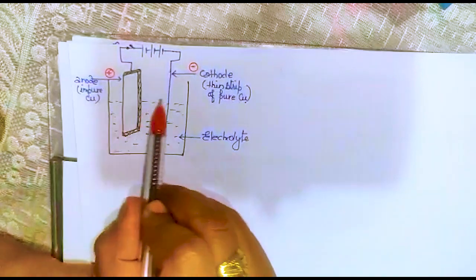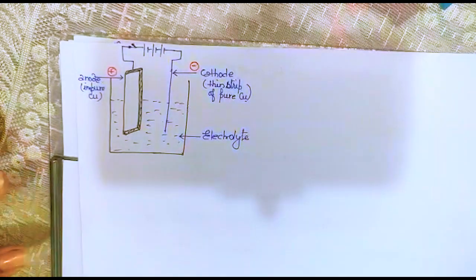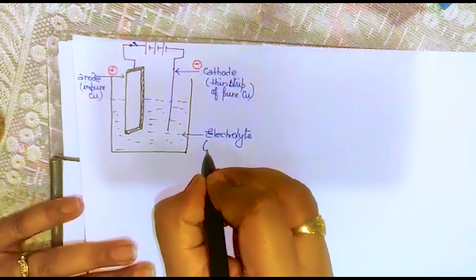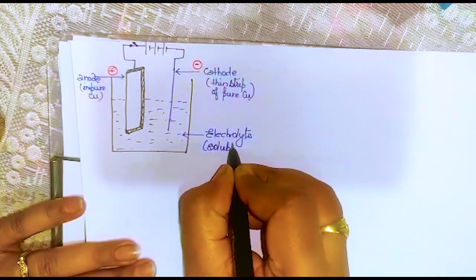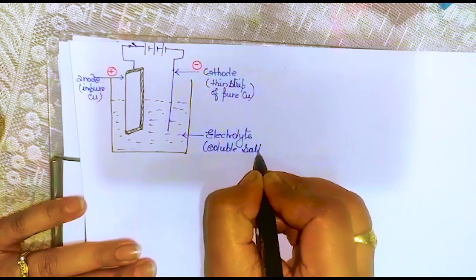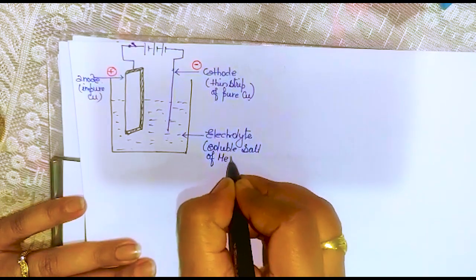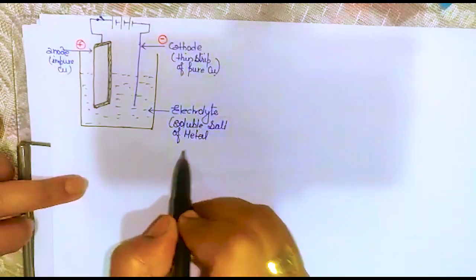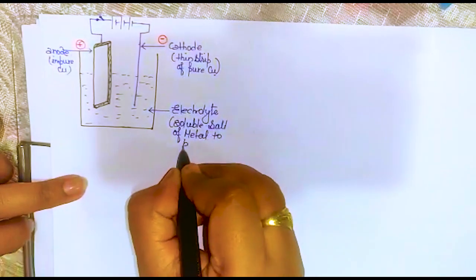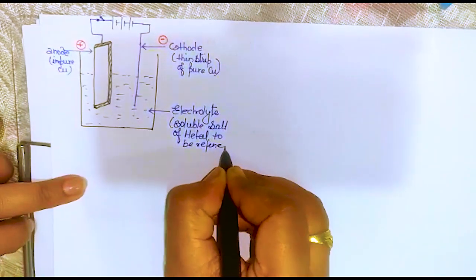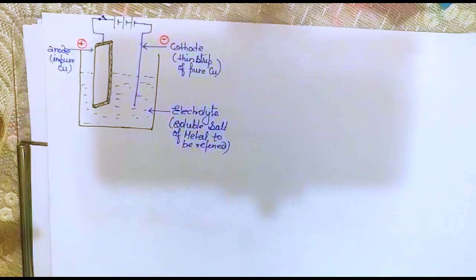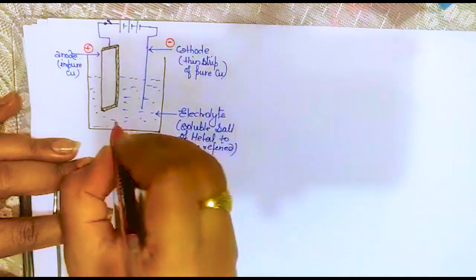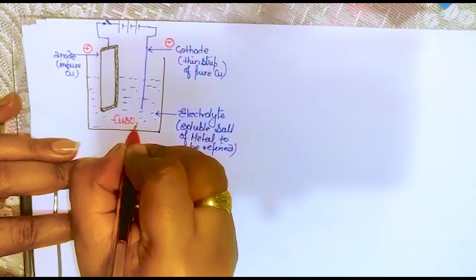And one more thing, we have taken electrolyte. What is the concept behind this electrolyte? Electrolyte should be the soluble salt of the metal to be refined. Whatever metal we have to refine, we have to take the soluble salt of that metal. So we want to refine copper. So what will we take as an electrolyte? Copper sulfate. So copper sulfate I have taken as electrolyte.